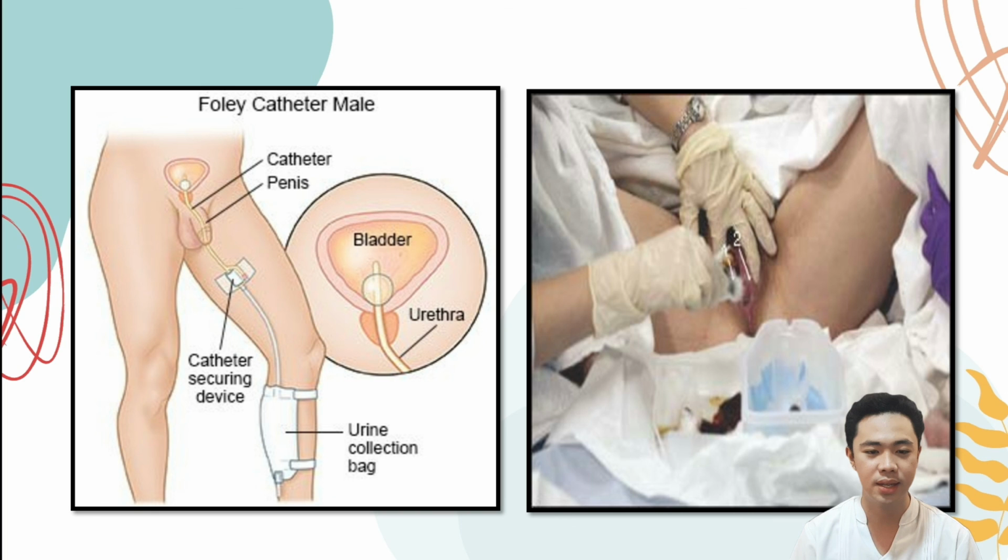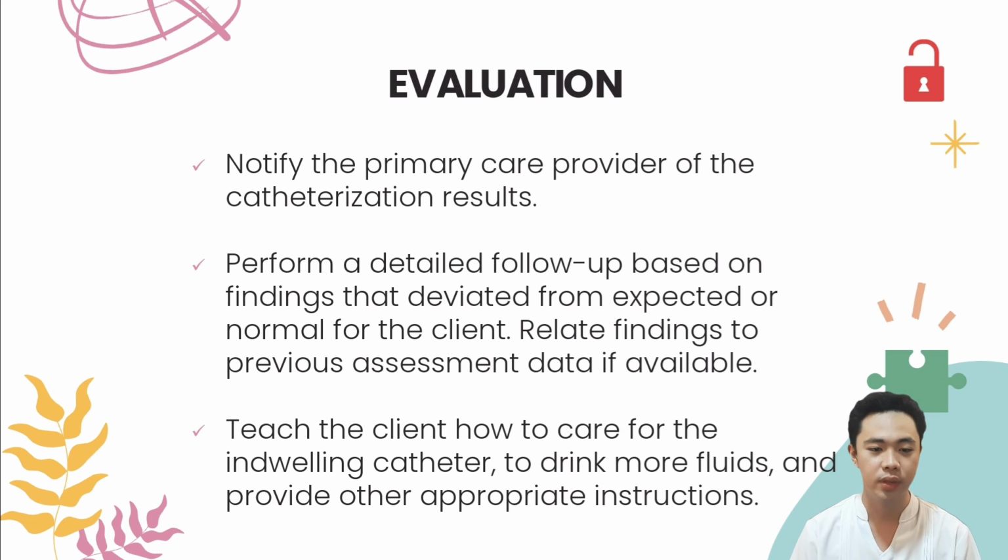Document the catheterization procedure including the catheter size and result in the client record using forms or checklists supplemented by narrative notes when appropriate. And lastly, for the evaluation, notify the primary care provider of the catheterization results, perform a detailed follow-up based on the findings that deviated from expected or normal for the client. Relate findings to previous assessment data if available. Teach the client how to care for the indwelling catheter, drink more fluids, and provide other appropriate instructions.